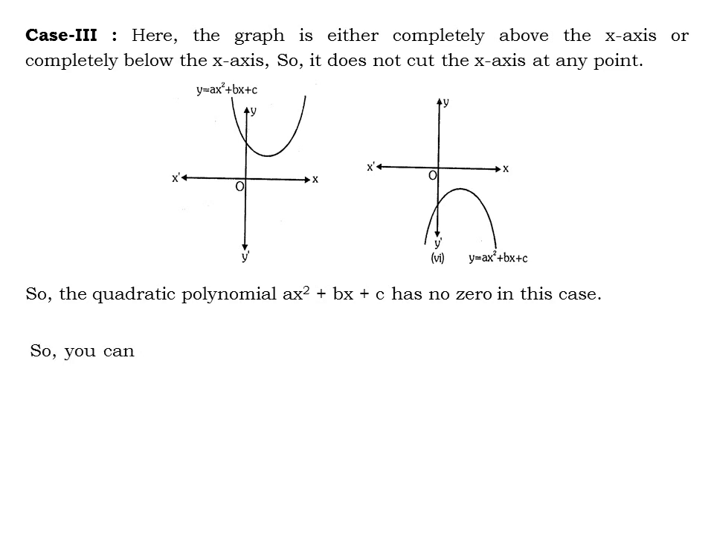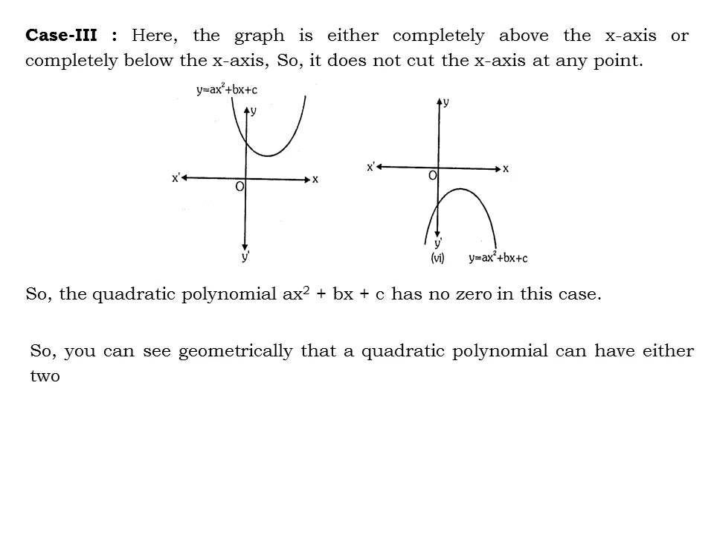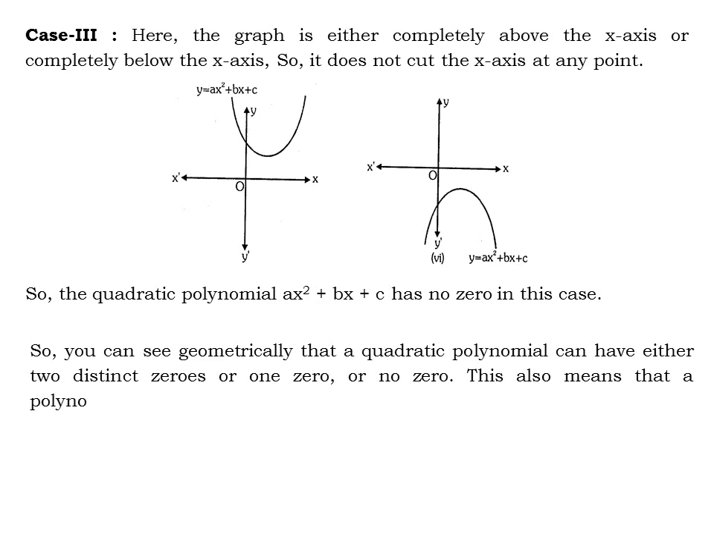So what we have seen, from the geometrical representation, is that a quadratic polynomial can have either two distinct zeros or 1 zero or no zero. This also means that a polynomial of degree 2 has at most two zeros. So we have discussed that a quadratic polynomial has at most two zeros.